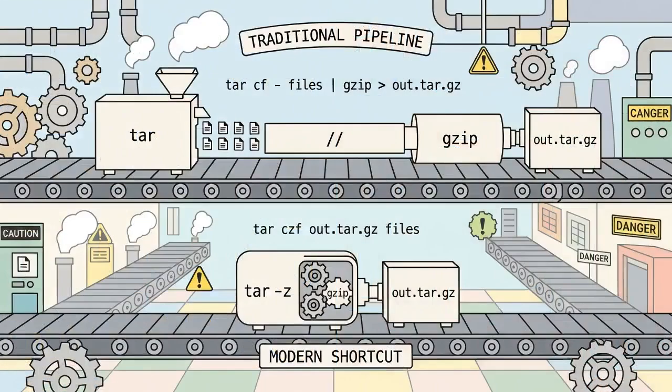The traditional Unix way combines both tools through a pipeline. Tar writes its archive to standard output. That dash means stdout, and pipes it directly into gzip, which reads from standard input and writes the compressed result to a file. The output becomes out.tar.gz. Modern tar has a shortcut. It can invoke the compressor internally using a single flag, saving you the pipeline.